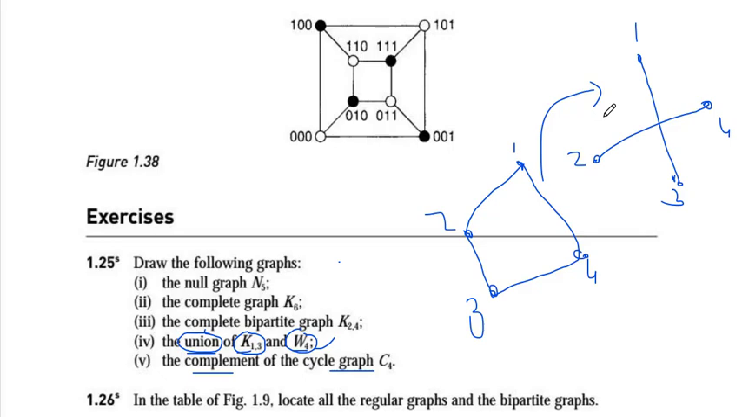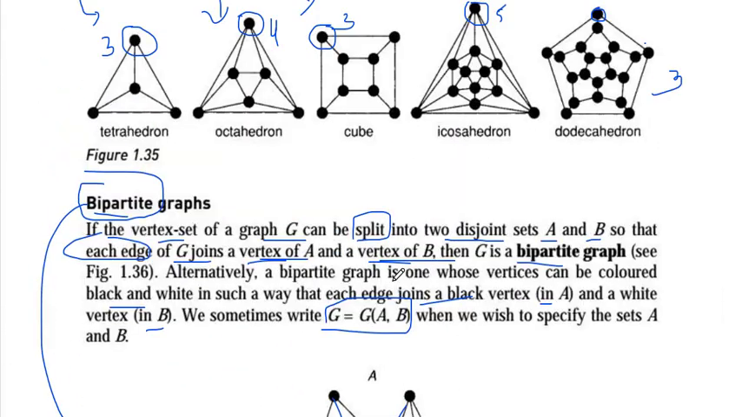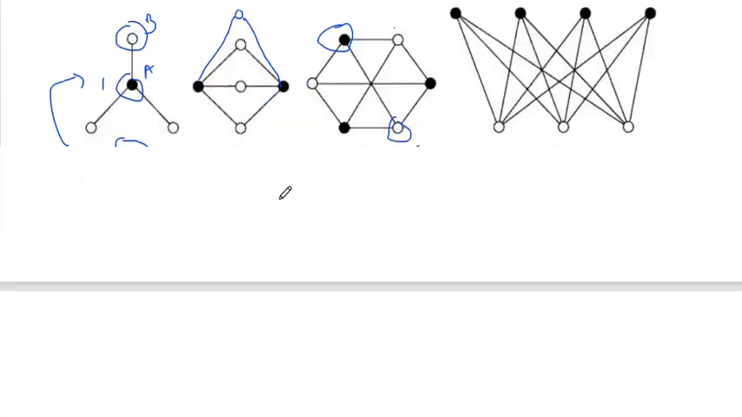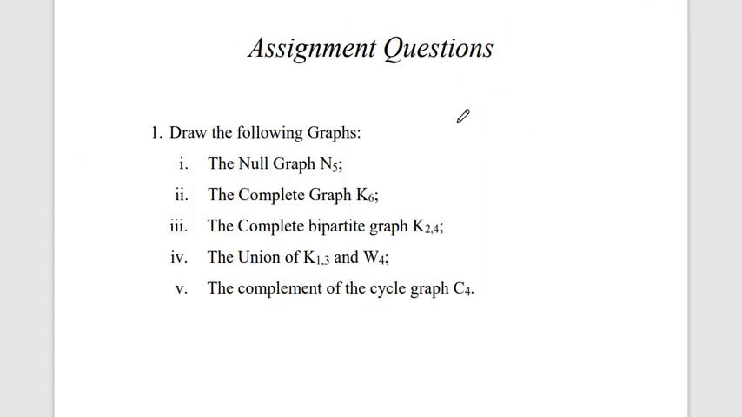In the exam they can ask about any of the graphs we have discussed earlier: complement of cycle graph, complement of bipartite graph, complement of null graph. Do not confuse complete and complement of a graph. These 5 questions are also your assignment questions. You have to draw them in your book and upload them in the RNWIET application.